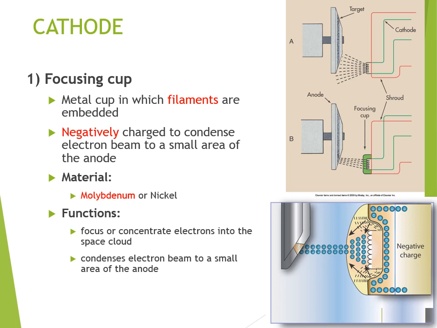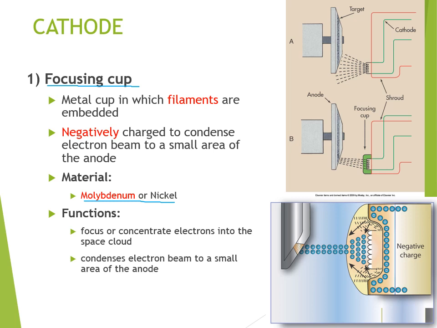Let's talk about the parts of the cathode. So starting off with the focusing cup. The focusing cup's a metal cup in which the filaments are embedded. It's negatively charged to condense the electron beam to a small area of the anode. The materials are moly or nickel. Its functions are to focus or concentrate electrons into the space cloud and concentrate the electron beam to a small area of the anode called the target.